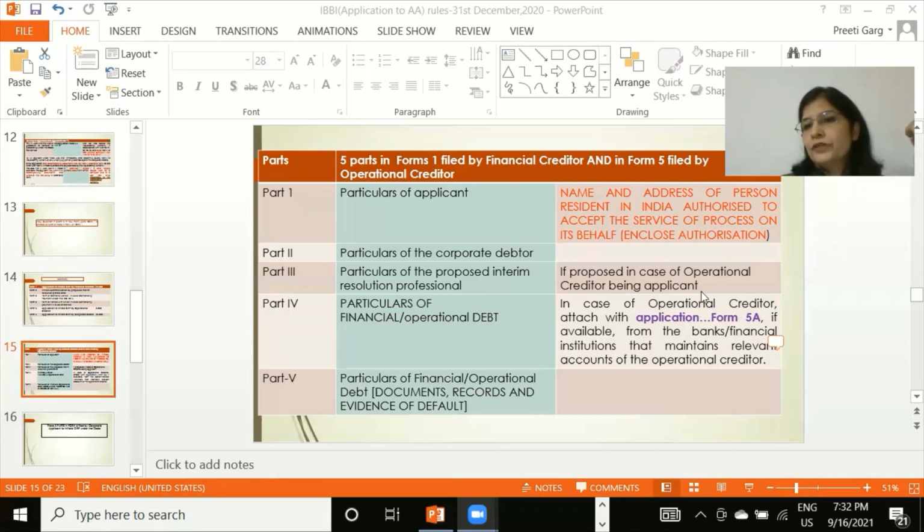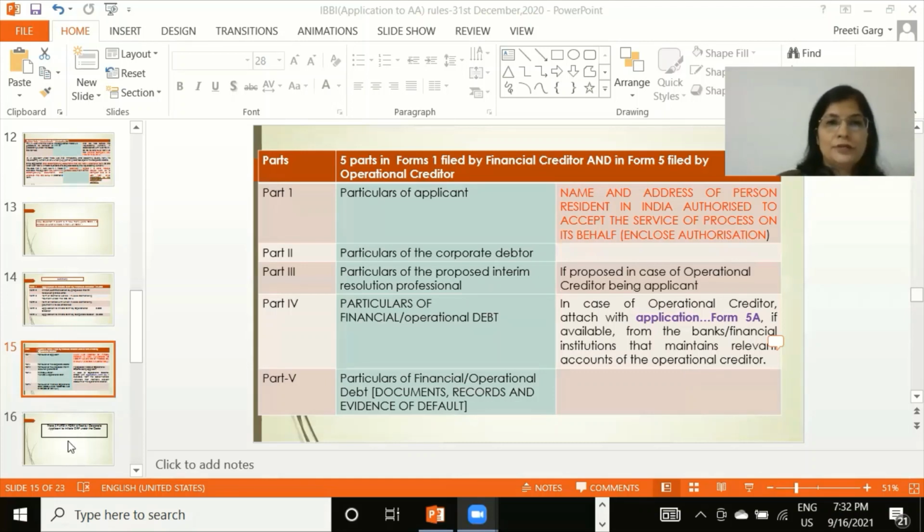along with the Form 5 for the application to initiate CIRP, there is a Form 5A, which if available is to be attached. That is from the bank or the financial institutions who are maintaining the relevant account of the operational creditor, giving the details of the last 3 years for the amount that has been credited by the corporate debtor to that particular account of the operational creditor.